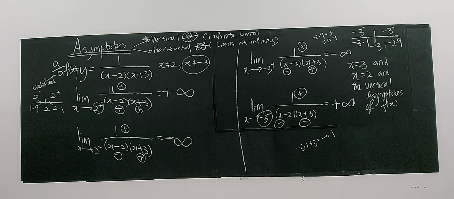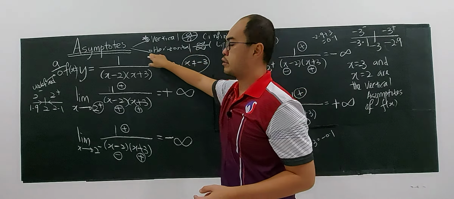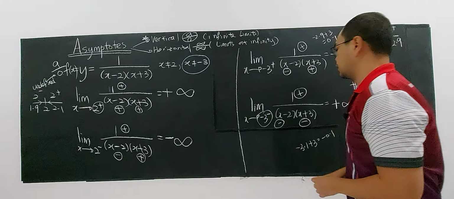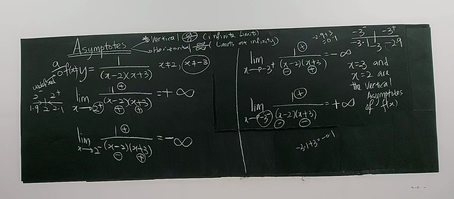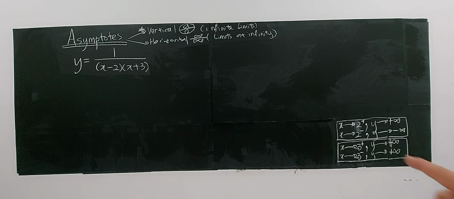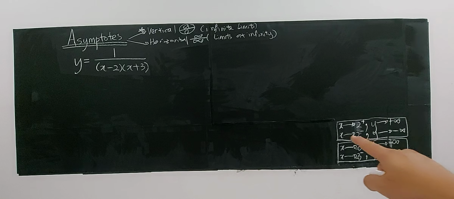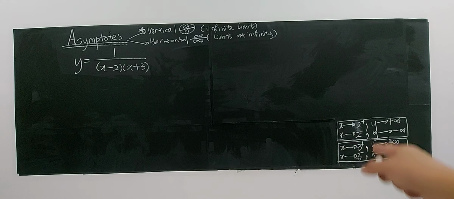Now we are finished in finding the vertical asymptotes, but we still need to find the horizontal asymptote to complete the graph here. So let's see how to find the horizontal asymptote. Now, this one is a vertical asymptote. I'm writing it here. Just now you have to look back at the video.